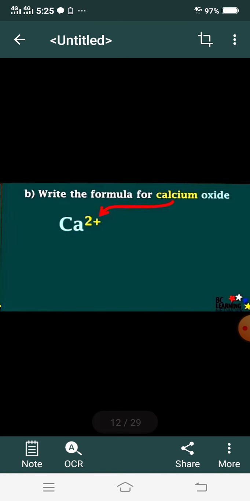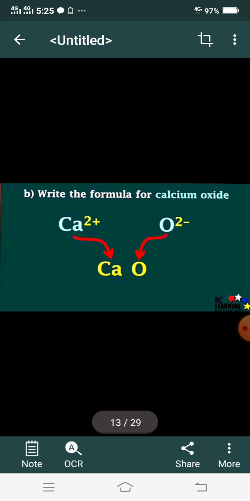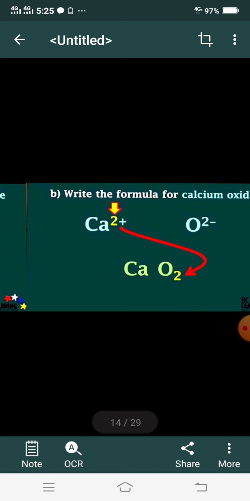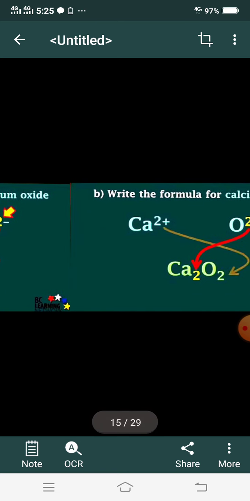Now let us take another example, calcium oxide. Here calcium has a double positive charge and oxygen has two negative charges. So we are supposed to write the chemical formula of calcium oxide by crossing over their charges. It means the charge of calcium is given to oxygen and the charge of oxygen is given to calcium. Now when we write their charges, we write them as subscripts. So it can be written like that.